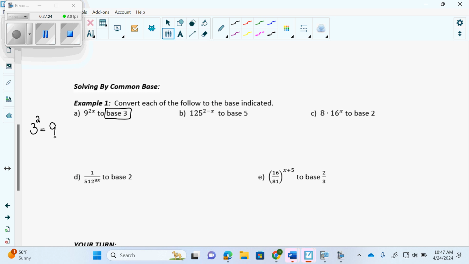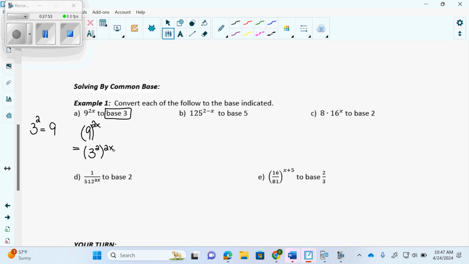Okay. So if I have 9 to the 2x, can I not take this 9, rip it off the board, throw it across the room, and replace it with 3 squared? Because they're the same thing. 3 squared is the same as 9. Do we agree? Everyone agrees with that statement? So if I want 9 to be base 3, I have to replace the 9 with something base 3. So 3 squared to the 2x.